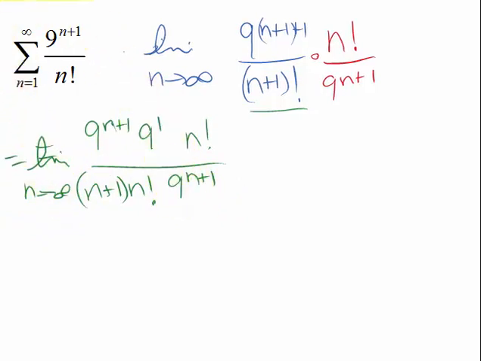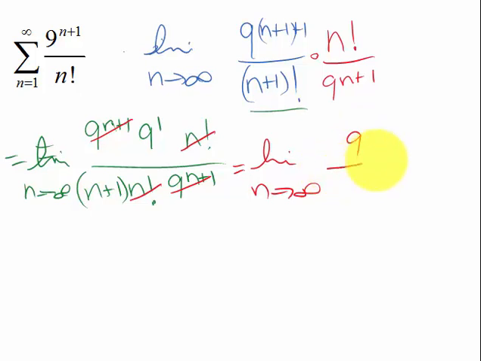And now I'm going to cancel what I can, and I see that these 9 to the n plus 1s cancel and the n factorials cancel, and so I have the limit as n goes to infinity of 9 over n plus 1. Now as I look at that, I have a fixed numerator, denominator becoming larger, and so that limit is 0.